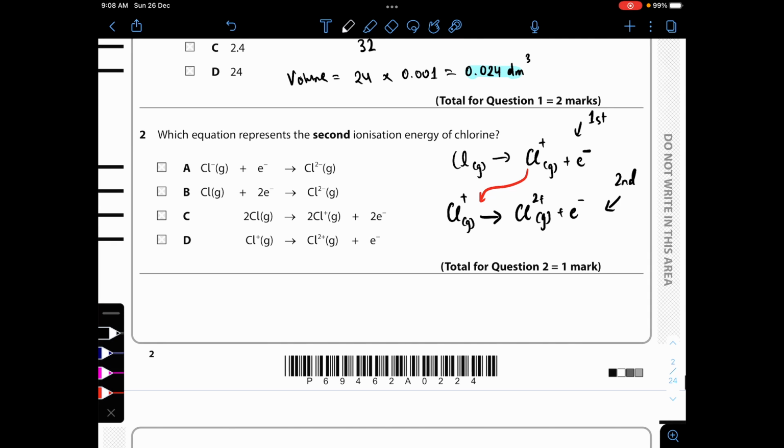So now we need to look for something that's similar to what we have here. Okay, so we have Cl plus gas goes to Cl 2 plus plus e minus. So it's not A, right? It's not B, not C. Cl plus gas, Cl 2 plus gas plus e minus. So this is it. So not A, not B, not C. It's D. So our final answer is D.